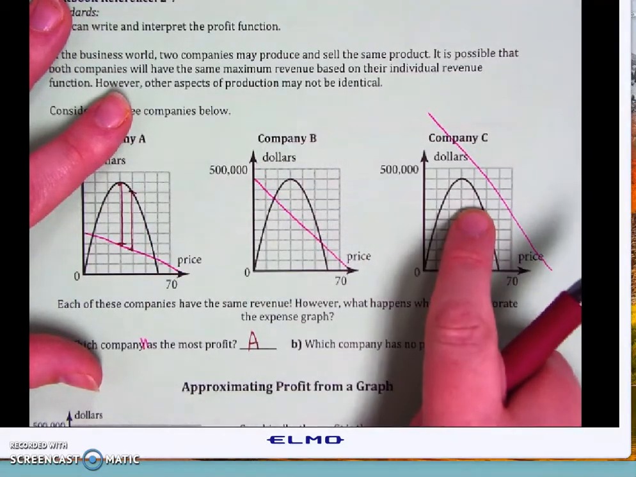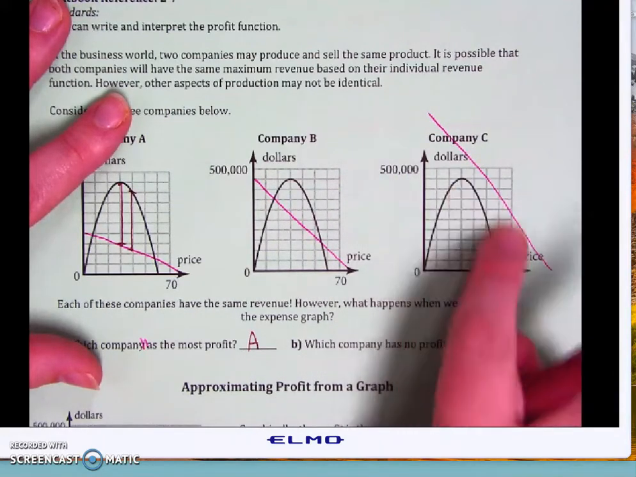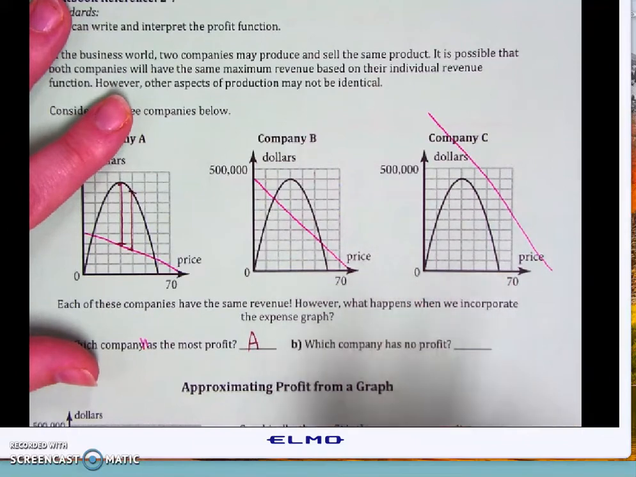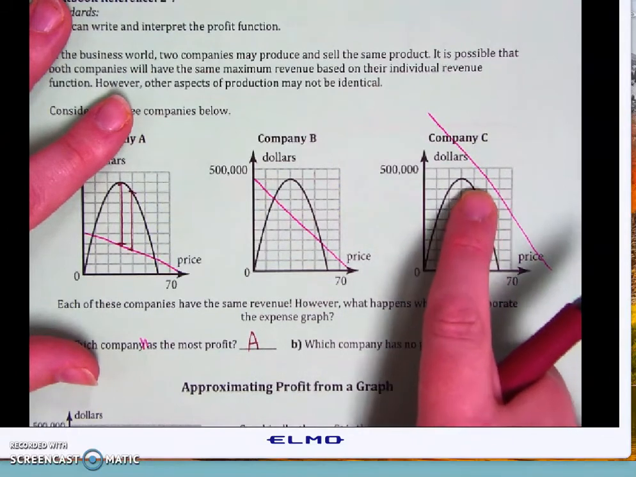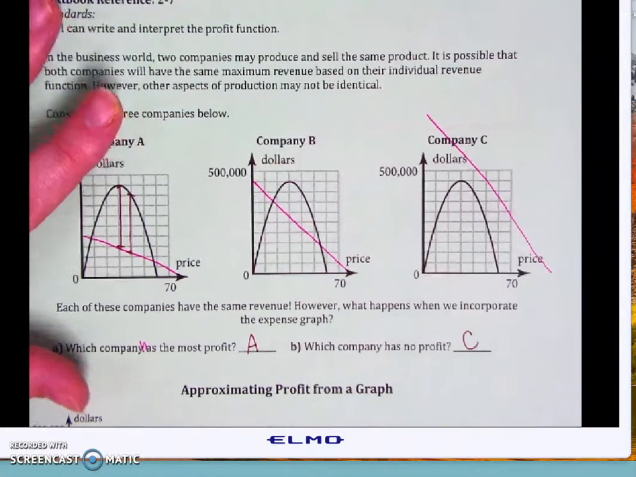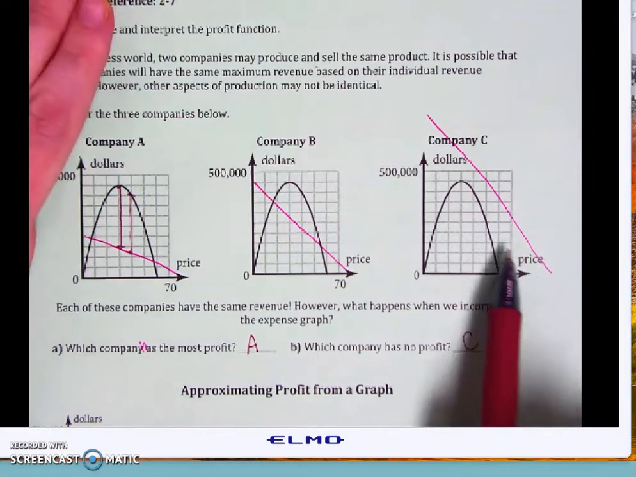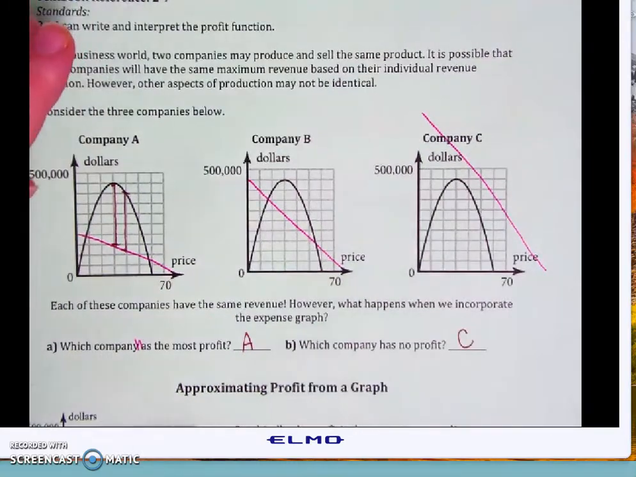Okay. What's company C telling us when the expense line is always above the revenue line? That's the one where we are always at a loss. We're always spending more money than what we're bringing in. So the company that has no profit is C, and that's because the revenue never exceeds the expenses.